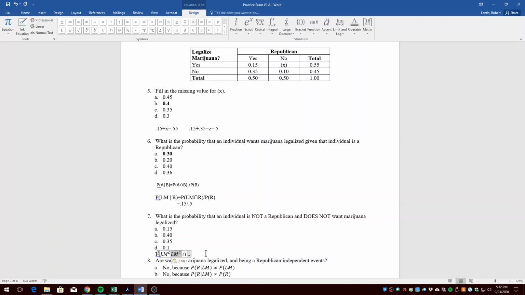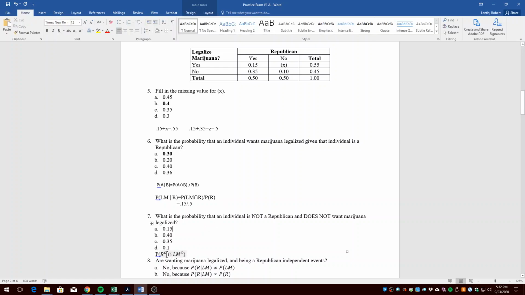So I could have put this in here as not Republican, or R complement, and does not want marijuana legalized, LM complement. This is just an intersection, so go to not Republican, does not want marijuana legalized. It's simply that 0.1. Okay? So there, I can find the intersection pretty easily. It's just one of the values that are in that table.